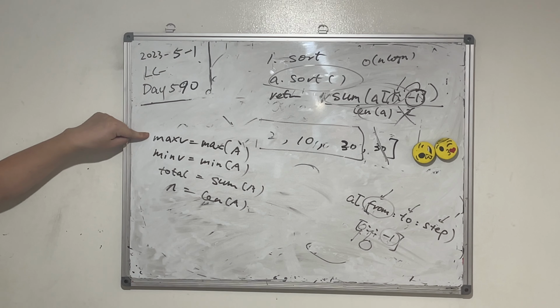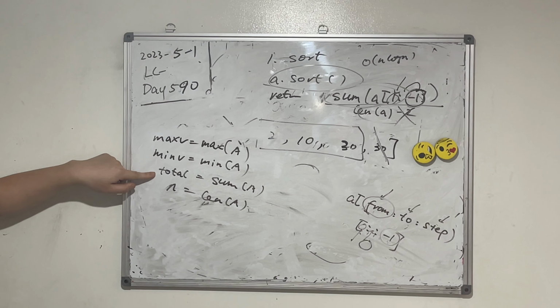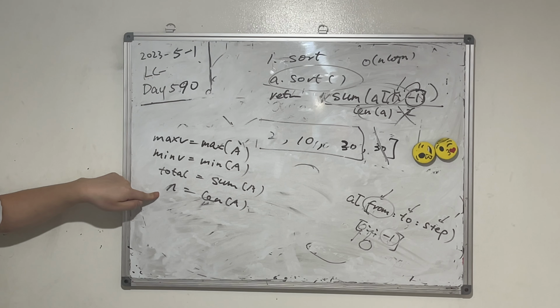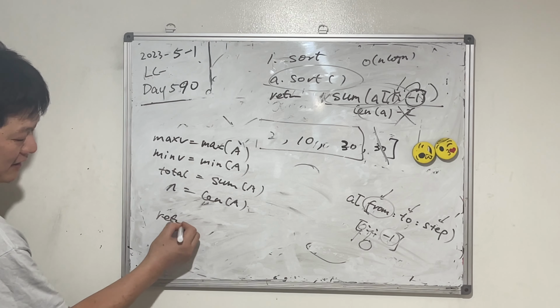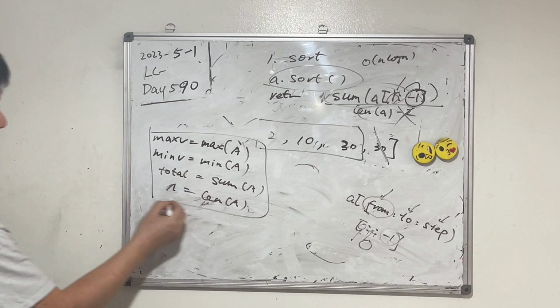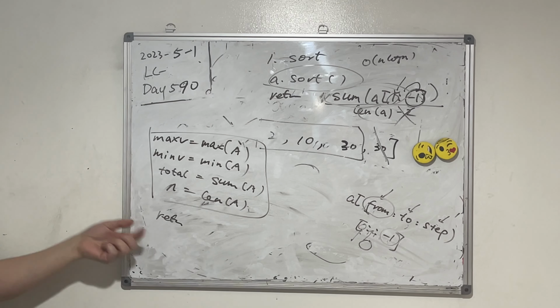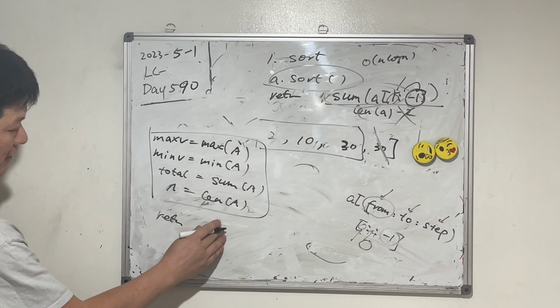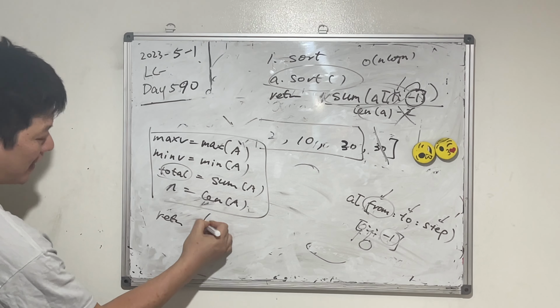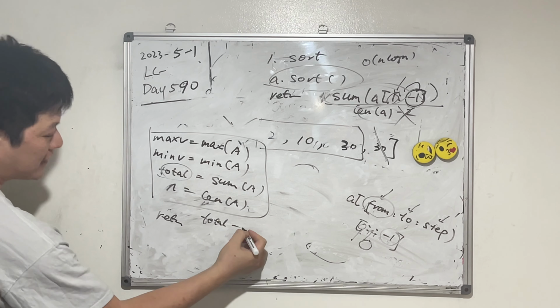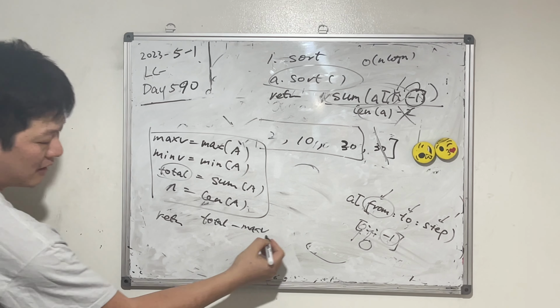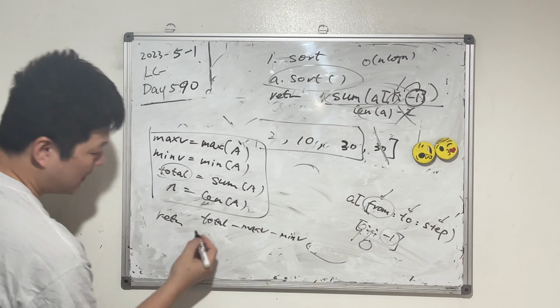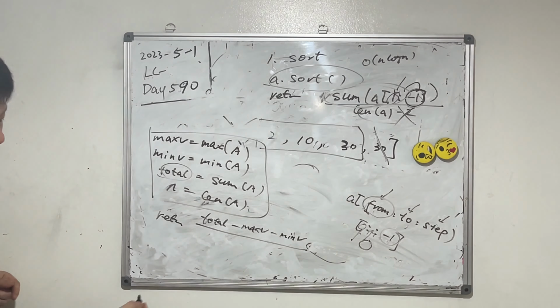Come on. I know the maximum, I know the minimum, I know the total sum, I know the total size. So what's the answer? Return. Use these four to come up with the answer. It's simple math. The total minus the maximum, minus the minimum, and divided by 2.